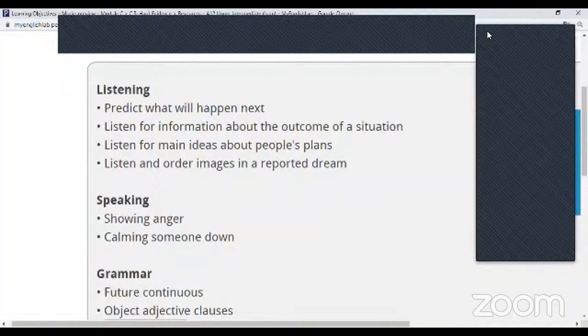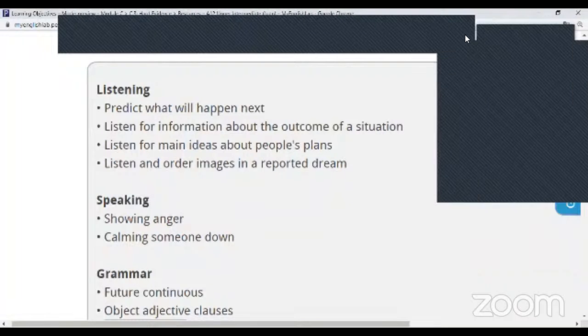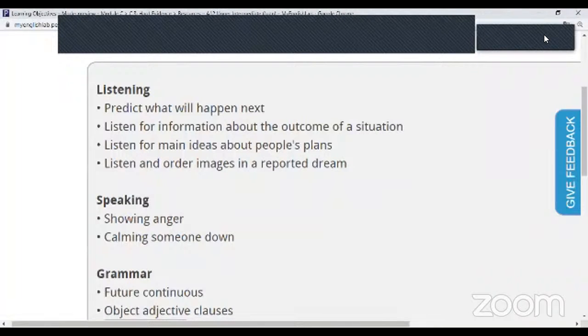Listening: predict what will happen next. Listen for information about the outcome of a situation. Listen for main ideas about people's plans. Listen and order images in a reporter's dream. Speaking: showing anger, calming someone down.